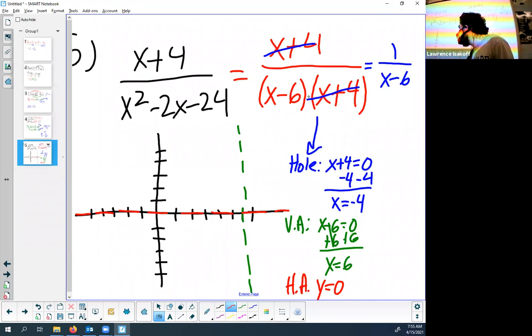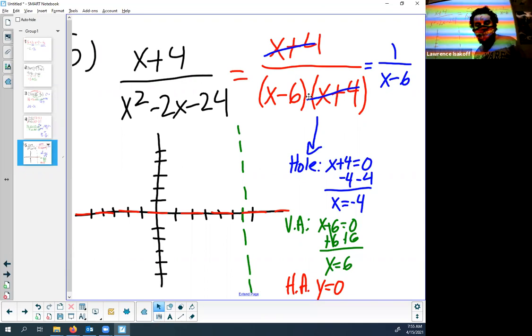So where did I get my horizontal asymptote from? Again, I looked at the powers here. This is a linear equation in the numerator. In the denominator, I have a quadratic. So since the denominator has a higher power, it just defaults to y equals 0. Whenever the denominator is a higher power, it's just automatically going to be y equals 0. There's really no calculation needed. So great question. Thank you for bringing that to my attention.